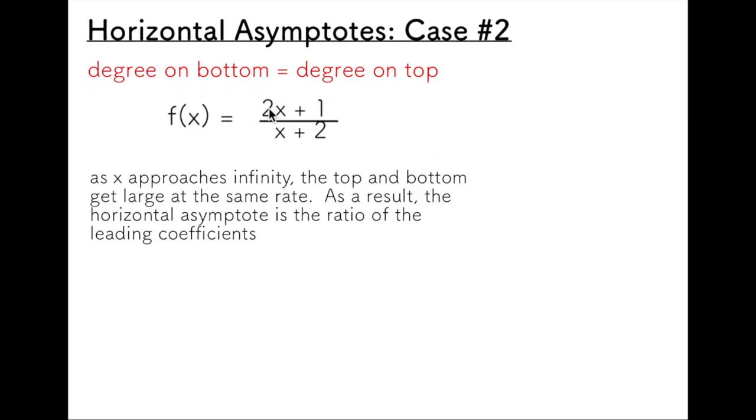In this case, the degree on the bottom is equal to the degree on the top. So you can see this function here. I have 2x plus 1 on top. I have x plus 2 on the bottom. The degree on each of these x's is 1. So I have the same degree on the top as on the bottom.